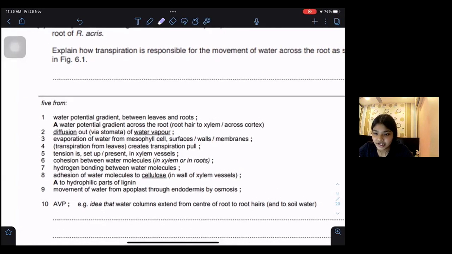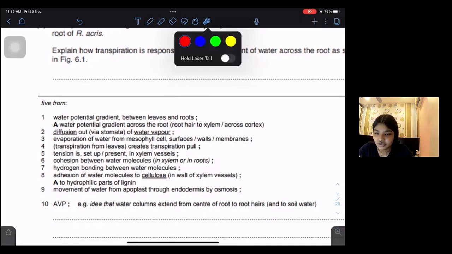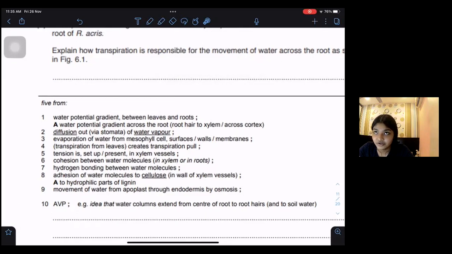water from the xylem vessels can pass out of the xylem vessels to the mesophyll cells, and this results in a lower water potential at the xylem vessels in the leaf. So the xylem vessels in the roots will have a higher water potential, so the water is pulled up the xylem vessels down a water potential gradient. And since the question says that this is due to transpiration, we know that transpiration is basically the diffusion of water vapor out of the leaf via the stomata.